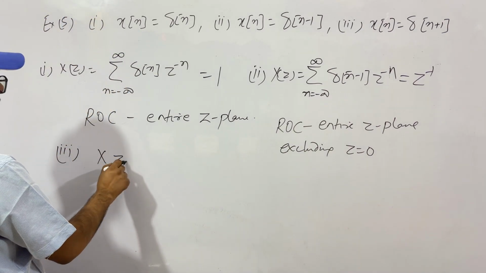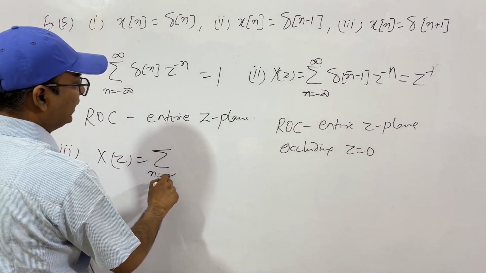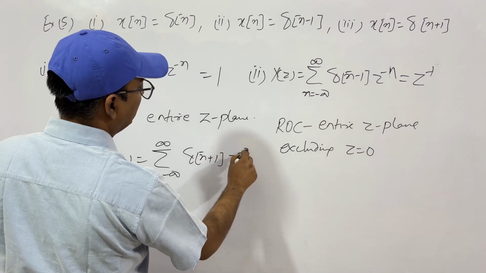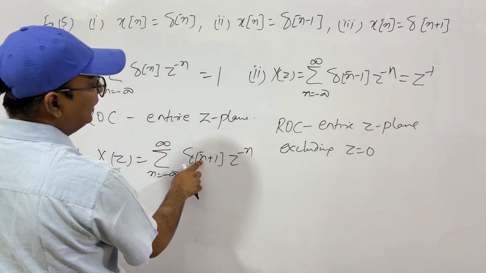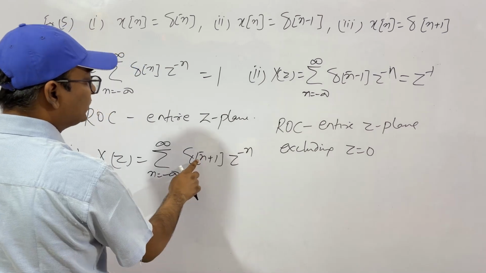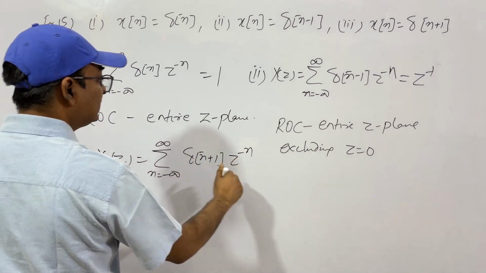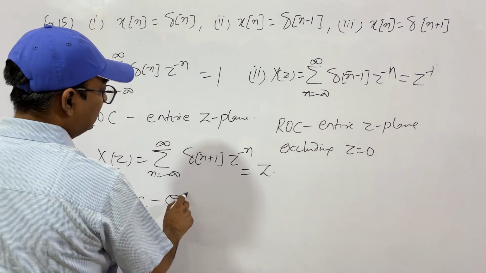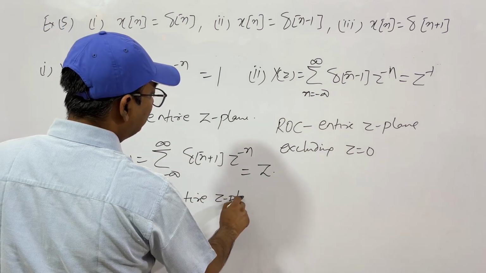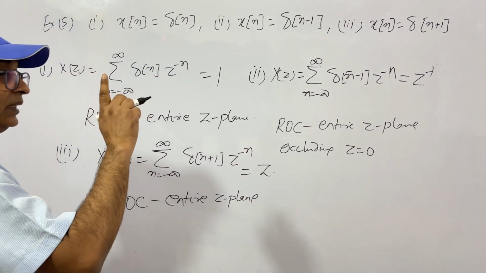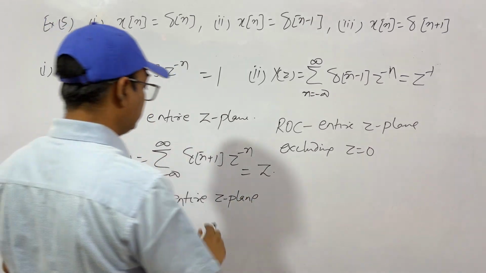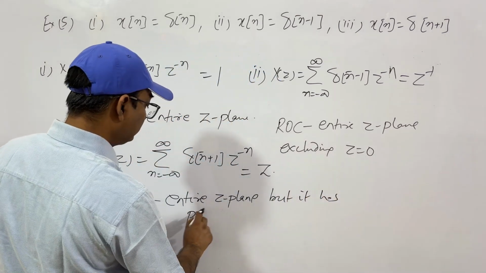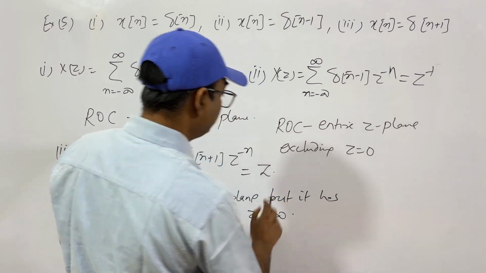Now let's see the third one. It says the sum from n equal to minus infinity to infinity of delta[n plus 1] z to the power minus n. Now this will be 1 at n equal to minus 1 only. So at n equal to minus 1 this will be z, so the value is z. What will be the region of convergence? The region of convergence is again the entire z plane, but the function will be infinity at z equal to infinity, that is, it has a pole at z equal to infinity. Okay, clear?